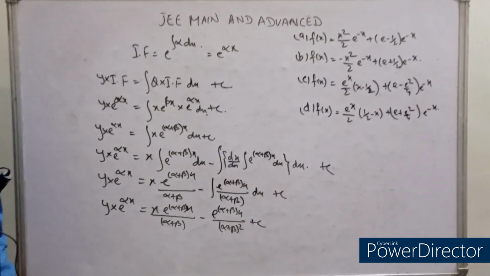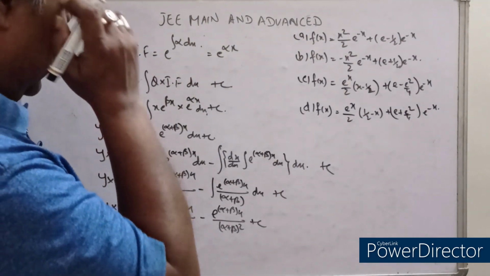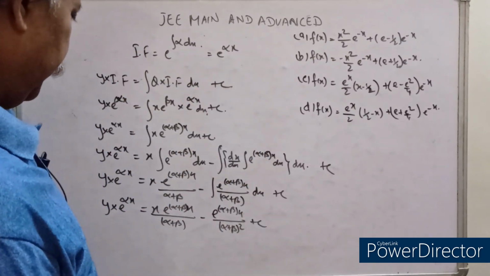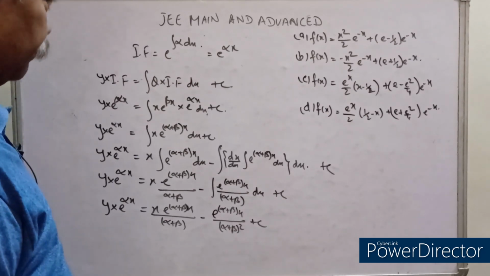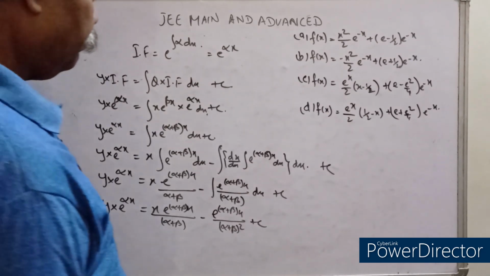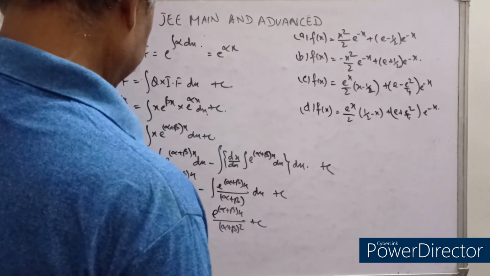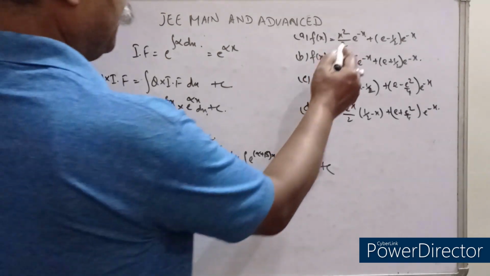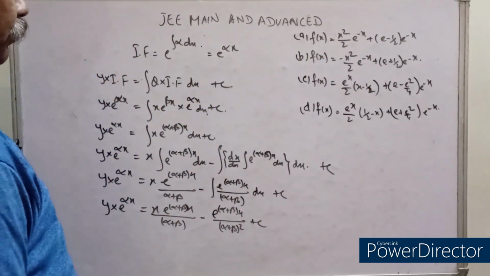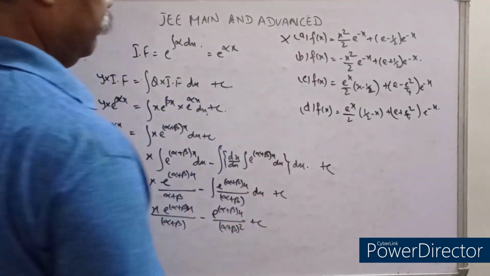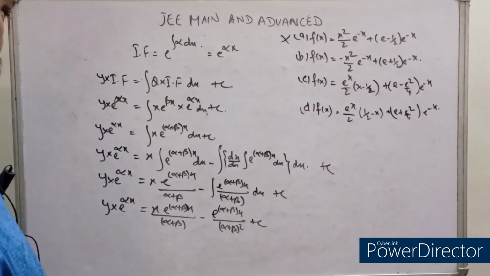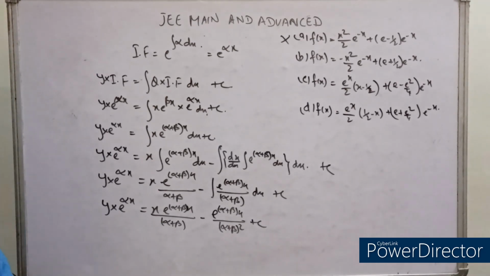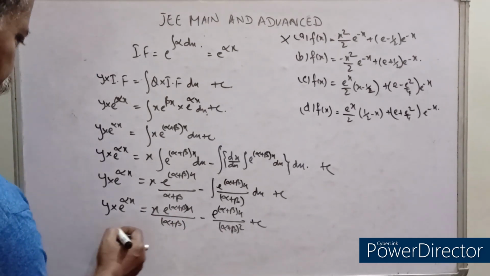Now look at this option. Here you see one thing: x square is not available here, so this option you have to remove. Now again, let me write the last answer, then it will be more clear.